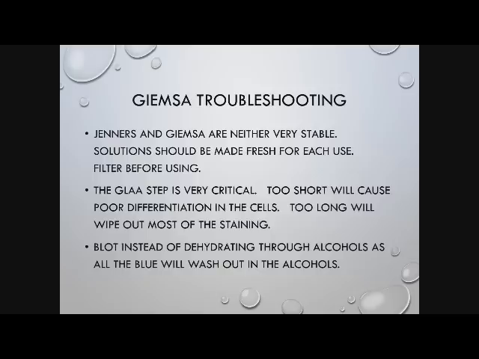So Giemsa troubleshooting. Jenner and Giemsa are neither very stable, so just make sure you make the solutions fresh. The glacial acetic acid step is very critical. You can over-differentiate or under-differentiate. You just won't get that contrast like you saw in that slide that I showed you. And as you know, it absorbs the stain, so it goes inside and it doesn't make the organism any bigger like the silver does. So you can blot instead of dehydrate through alcohols to keep the blue in there.